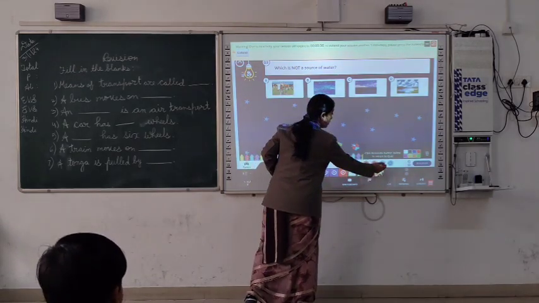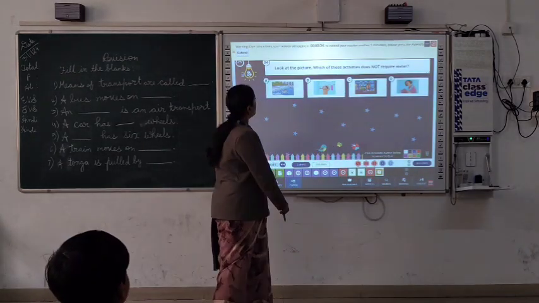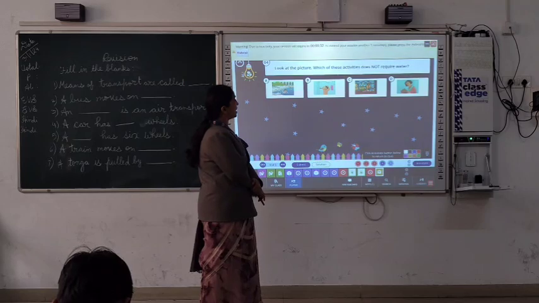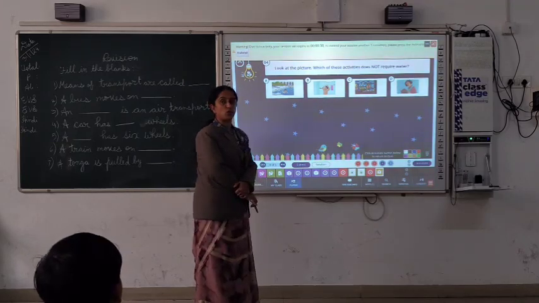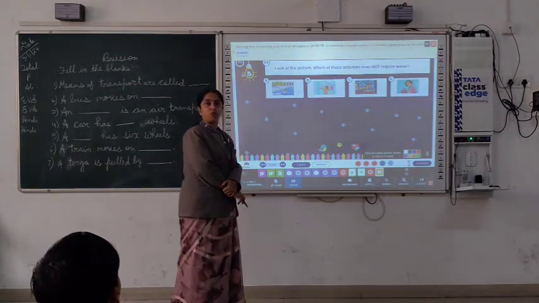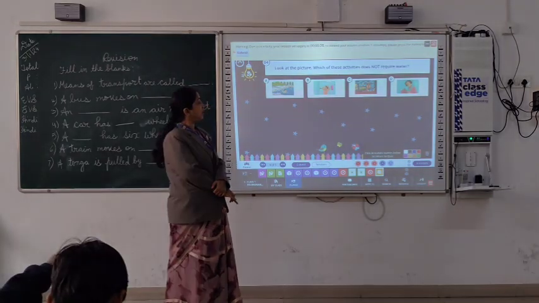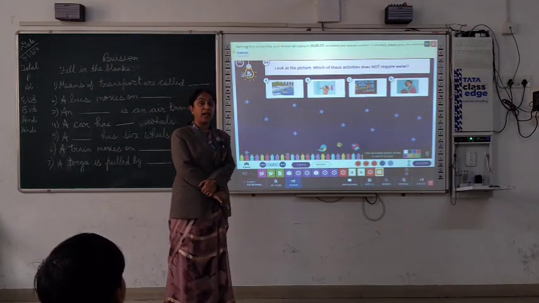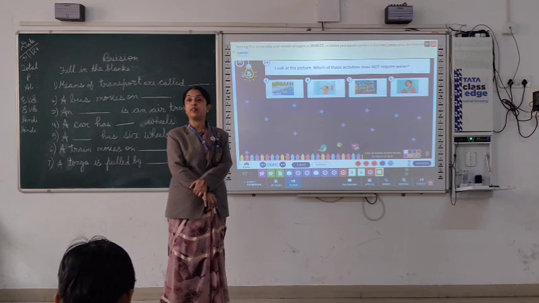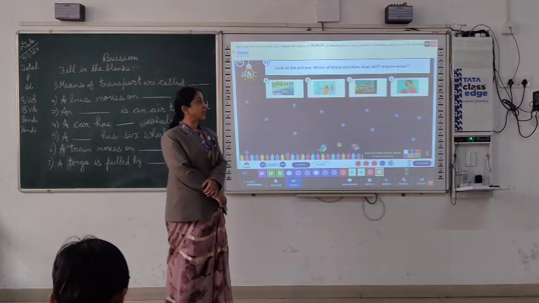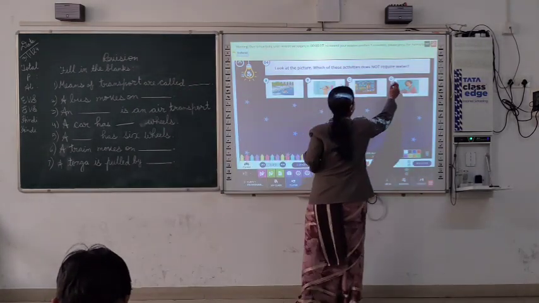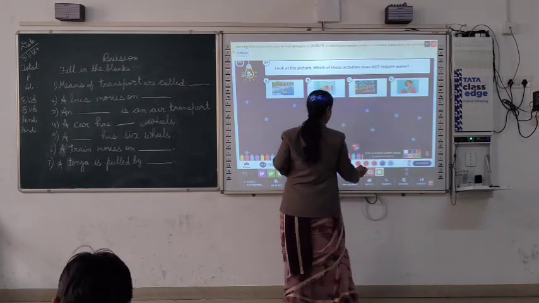Then number 4. Look at the picture. Which of these activities does not require water? Now you have to find in which activity we don't need water. Reading. Reading, beta. For reading, we don't need water.